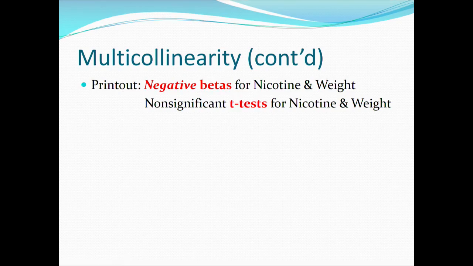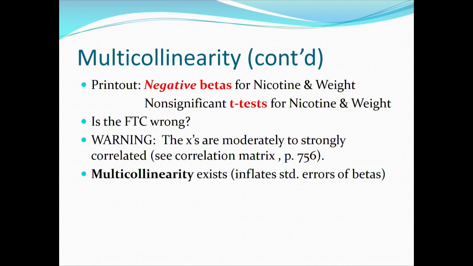The non-significant t-test for a couple of the variables doesn't make any sense to the FTC. So the FTC should not doubt itself. It's not wrong about how the variables are related. What's happening is that two of the X's are really strongly correlated. That is, TAR and nicotine are very, very highly correlated with each other. If I had the right correlation matrix, you'd see that. So you had to make that correction. Sorry about that. And that's what's called multicollinearity.